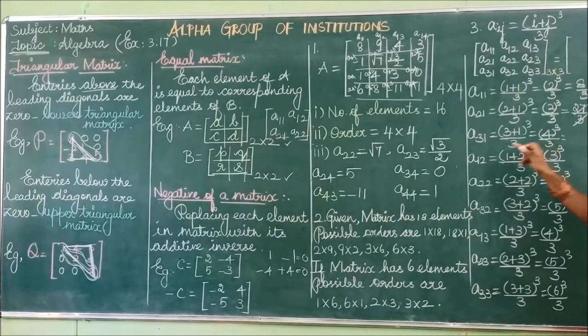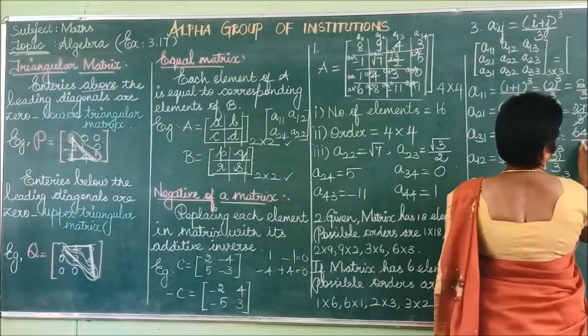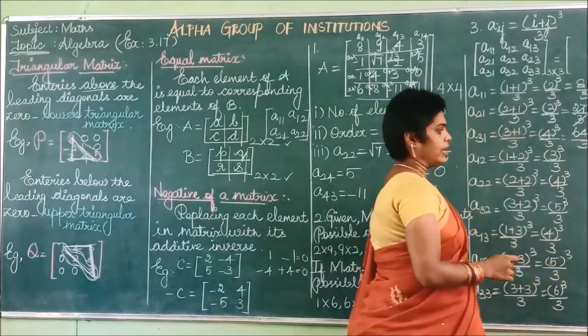Then listen. Third row, first column. So (3 plus 1) whole power 3 by 3. 3 plus 1 is 4, 4 power 3. What is 4 power 3? 4 fours are 16, 16 into 4: 6 fours are 24, balance 2, so 64. So 64 by 3. Here you cannot cancel this value.